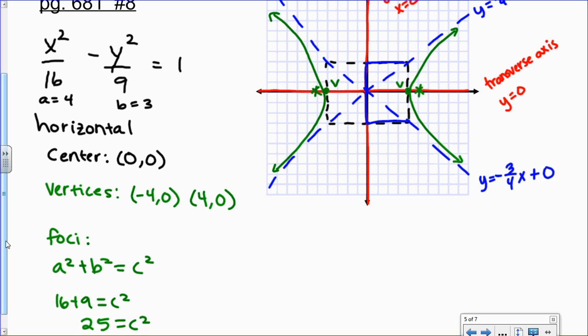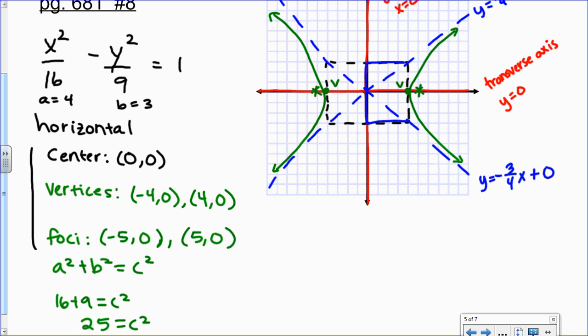So putting the little asterisk is what will represent that that's where your foci are. And then you need to write their location, so write their ordered pairs. So that is negative 5, 0, and 5, 0. Okay, so those are the parts.